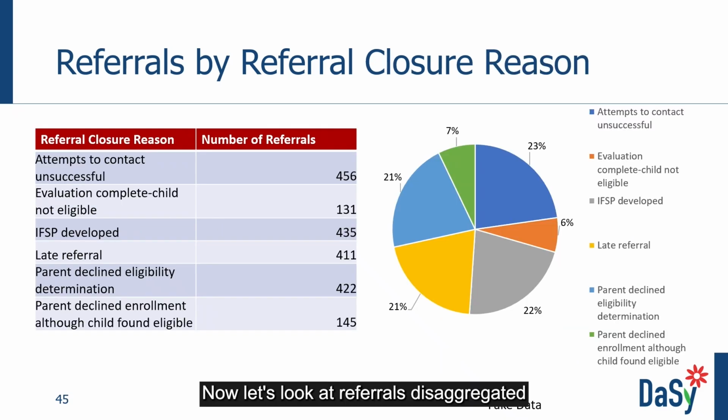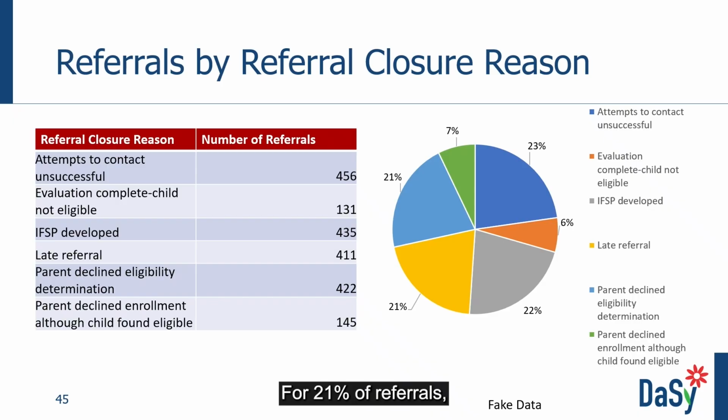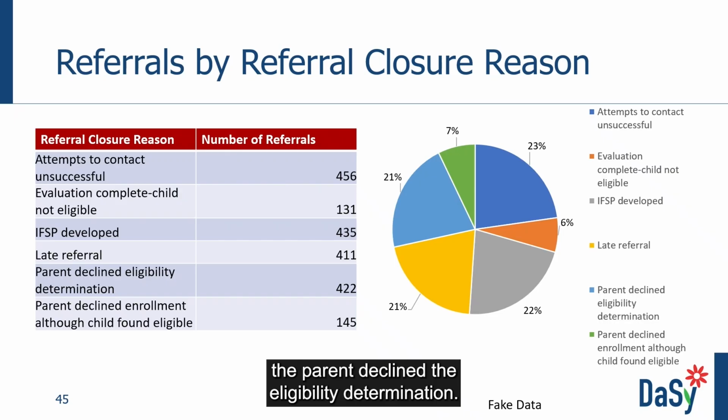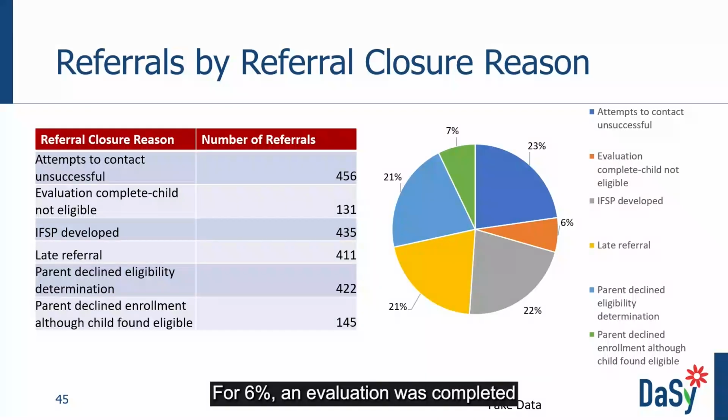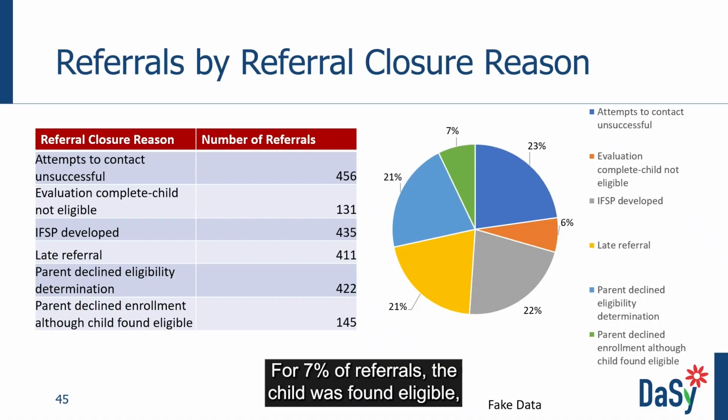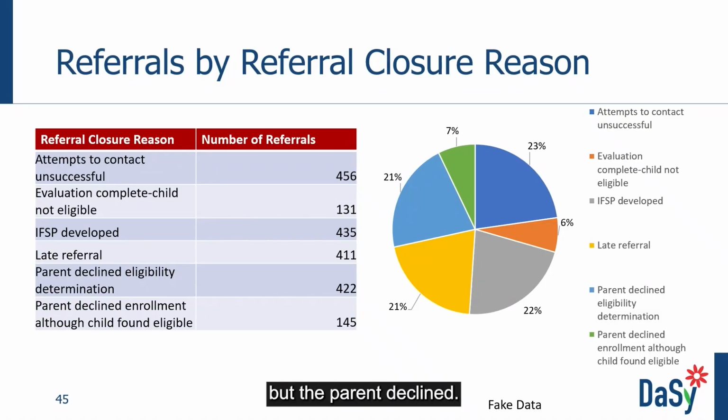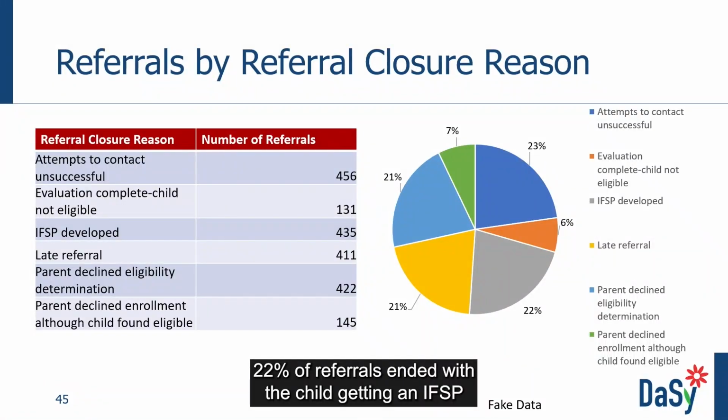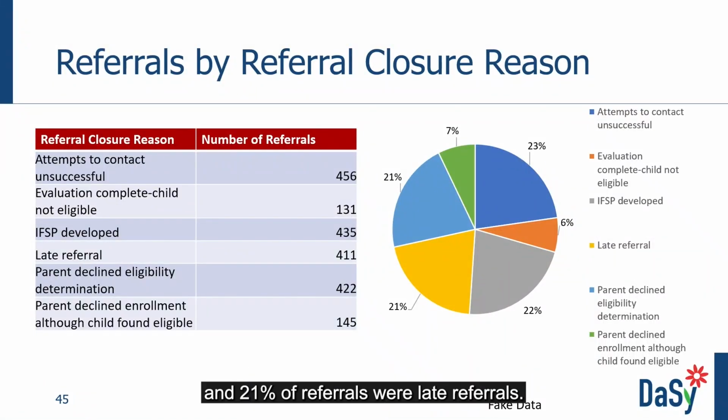Now let's look at referrals disaggregated by referral closure reason. Here we see that 23% of referrals end with attempts to contact unsuccessful. For 21% of referrals, the parent declined the eligibility determination. For 6%, an evaluation was completed, but the child was not eligible. For 7% of referrals, the child was found eligible, but the parent declined. 22% of referrals ended with the child getting an IFSP, and 21% of referrals were late referrals.